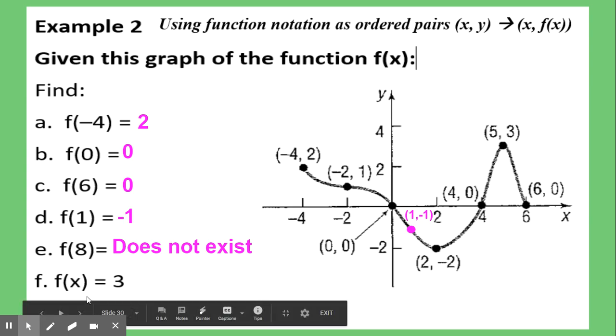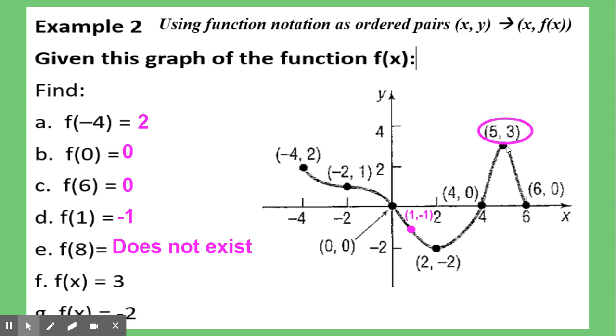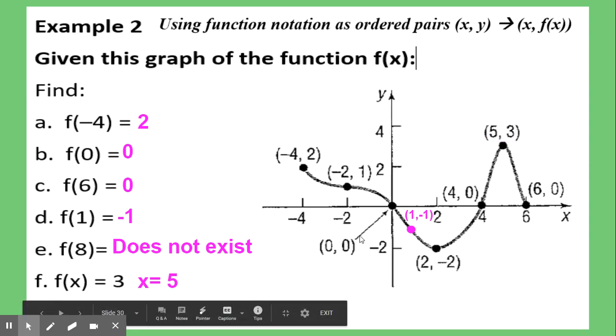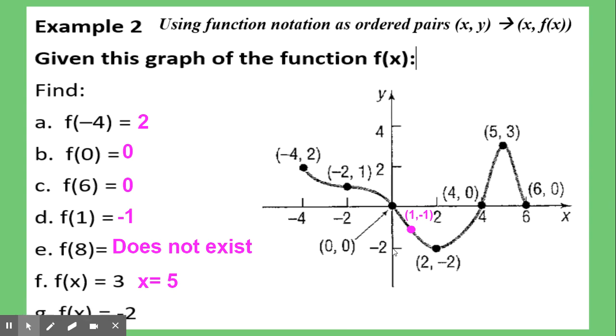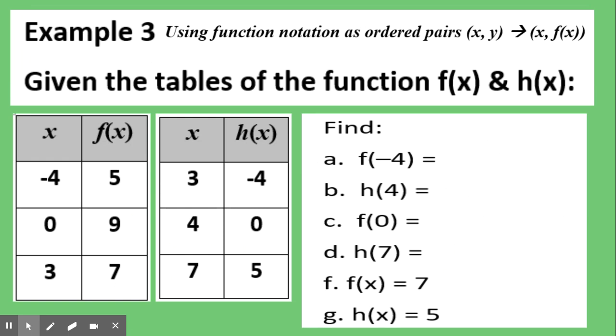Now, f of x equals 3. This time I don't have my x, I have my y. When my y value is 3, what is my x value? Look at this ordered pair. When my y value is 3, my x should be 5. Last one, f of x equals -2. When my y value is -2, we're looking for the x value. My x equals 2. That's how you do ordered pairs from a graph. All right, function notation, same thing using ordered pairs.